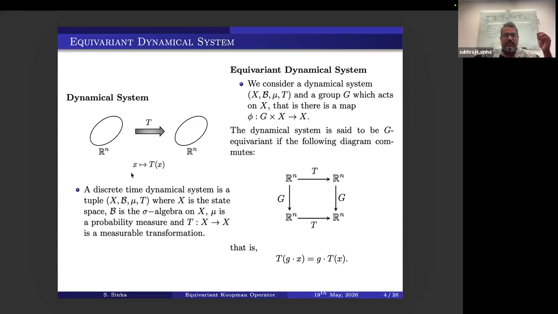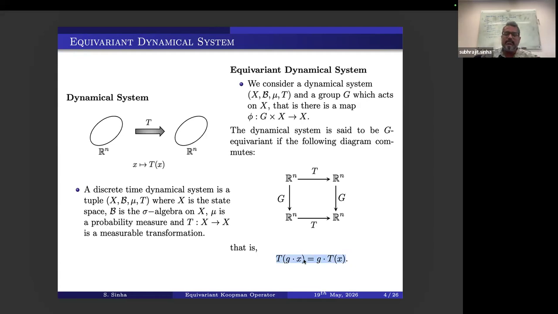We consider a discrete time system from Rn to Rn, where the dynamical map is given by T. Let's say a group G acts on X, by which I mean the state space, and there is a map phi from G cross X to X. This system is said to be equivariant if this diagram commutes. That means you take a point X in the state space, map it by G, and then transform it by T. This should be the same as first evolving X by T and then acting by the group. If this equation holds true, then the system is said to be equivariant.